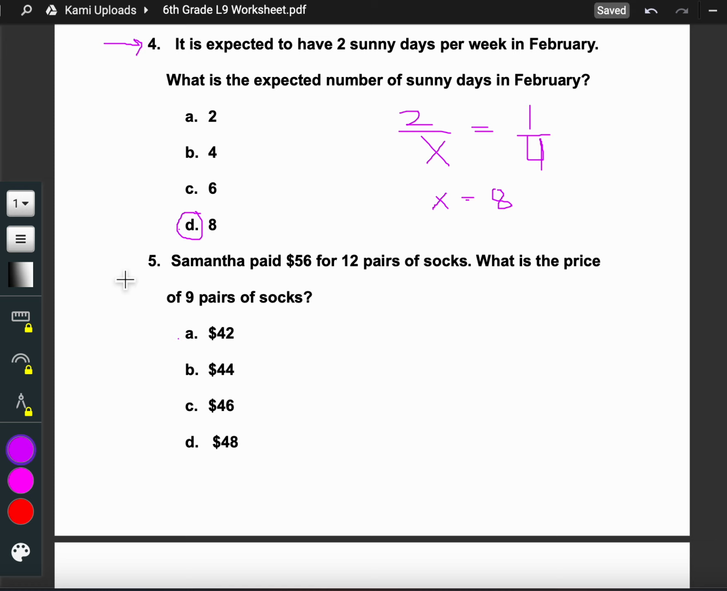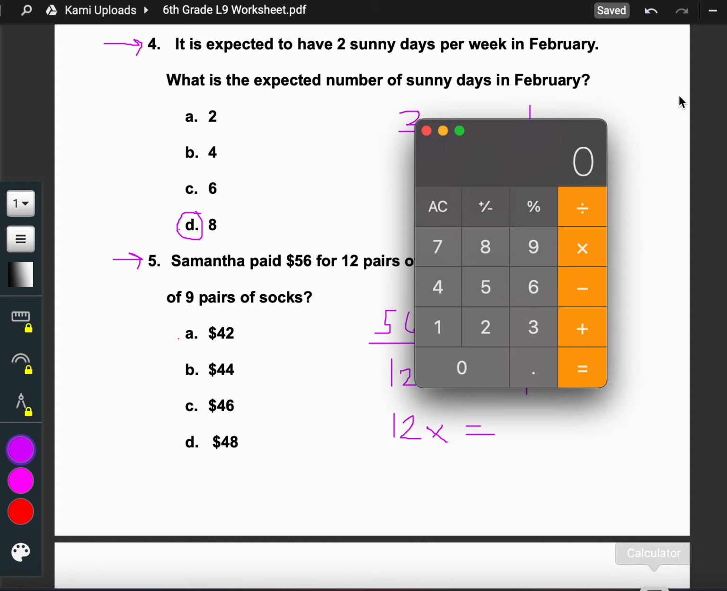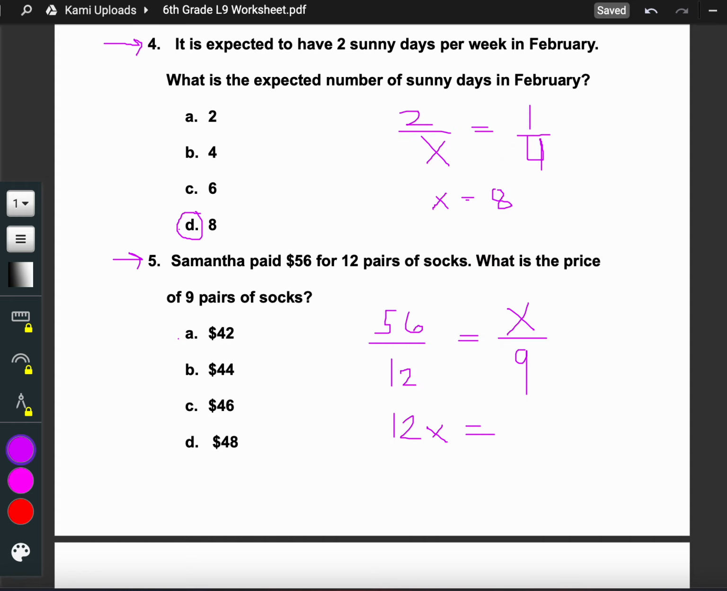Okay, number 5. Samantha paid $56 for 12 pairs of socks. What is the price of 9 pairs of socks? So we don't know the price, but we know there are 9 pairs. So we're going to cross multiply 12 times x. And then we're going to do 56 times 9.